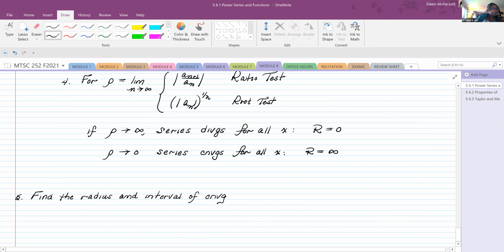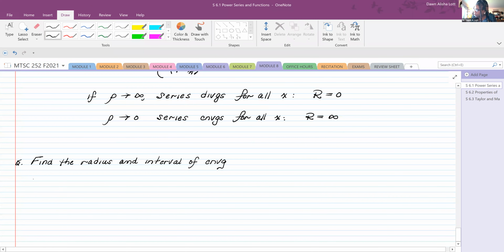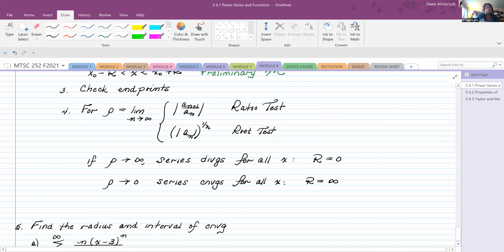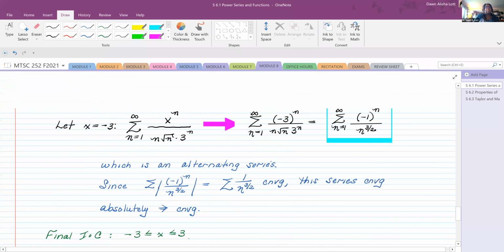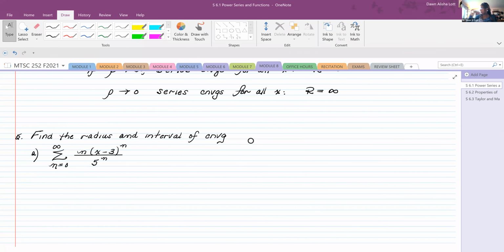Okay, so the first problem is the sum from n equals 0 to infinity of n times (x minus 3) to the n divided by 5 to the n. And I'm hoping I didn't do this one last time. No, I didn't. Okay.